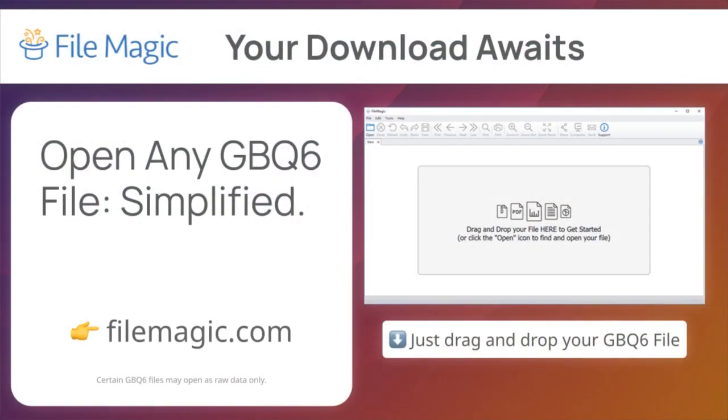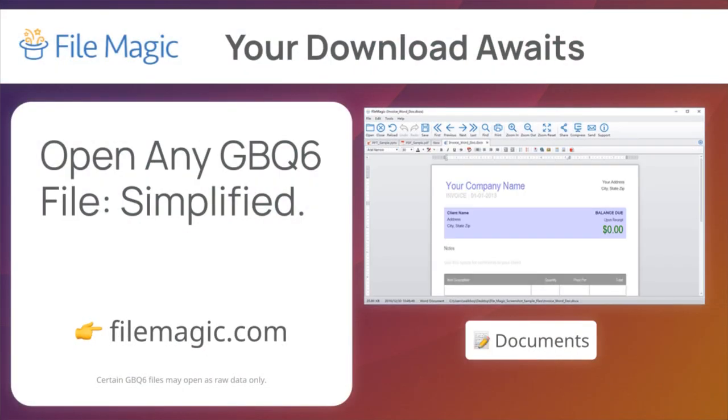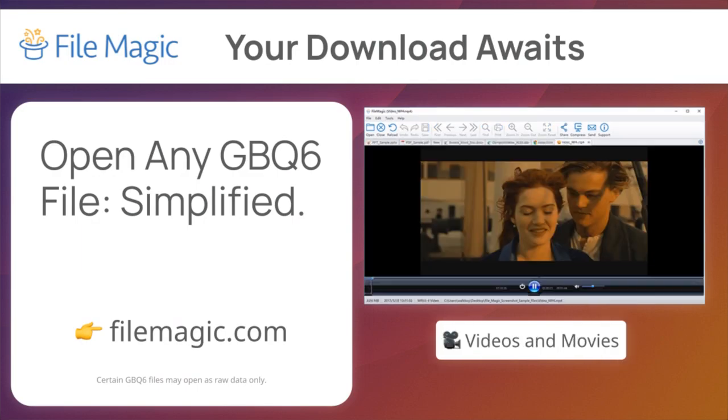Consider this the advanced section. For those with critical GBQ6 data, I have an expert-level solution waiting. First, the simple methods.